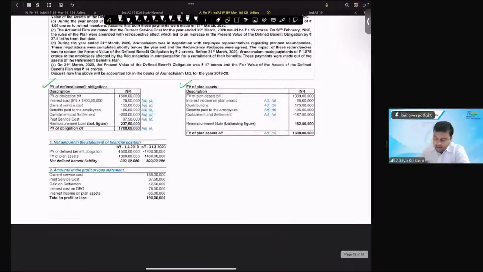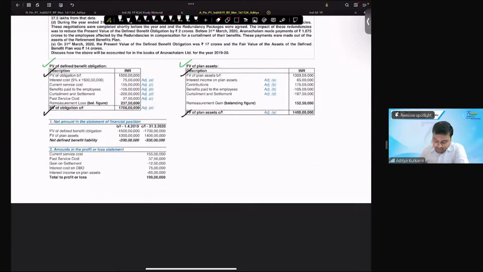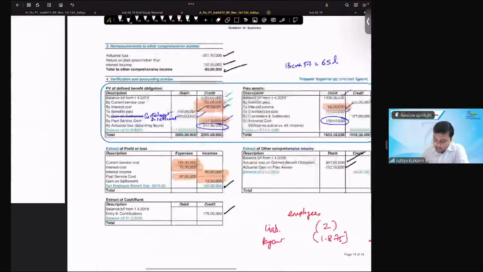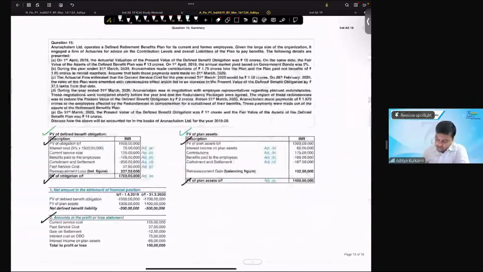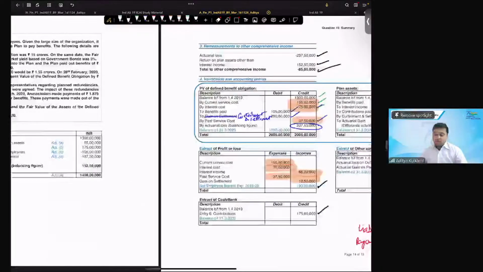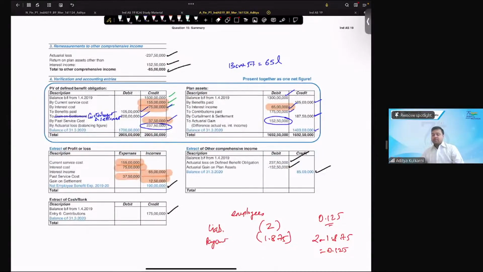So this is in the statement form. From opening obligation till closing obligation, whatever movements have happened is what is presented. Similarly, plan assets, opening value to closing value, whatever has happened is given. Is it okay? And what is hitting the P&L? 1.9 crores, same as this figure. Net amount in the financial statements, opening is a net benefit liability of 2 crores, closing is a net benefit liability of 3 crores. So that is done, this is done, this is also done.